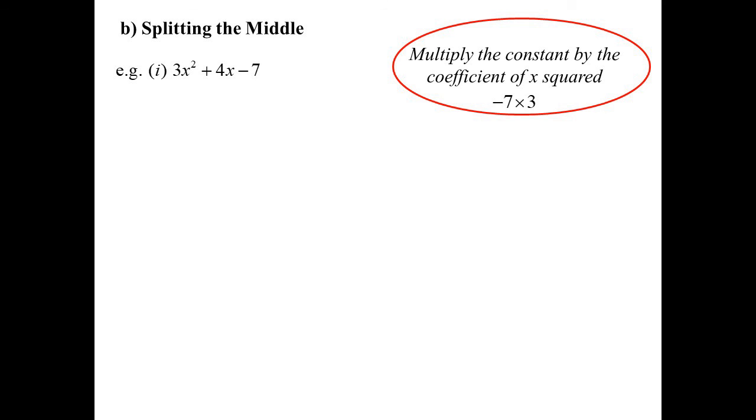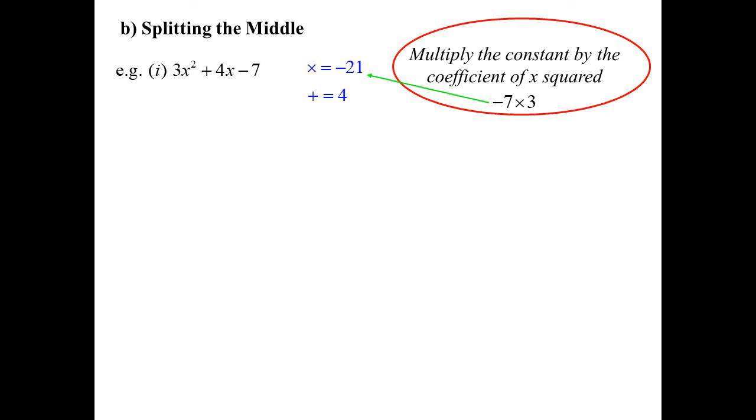Splitting the middle. Well, the reason why splitting the middle is, to me, such a good method is you don't have to change your way of thinking, and that's why I prefer it over the cross method, because I'm still saying what multiplies together to give a certain number. The difference is, I always multiply the constant with whatever the coefficient of x squared is. So I'm going to say what multiplies together to give negative 21 and adds together to give 4. But it's still the same thought process. I don't have to change my thought process.